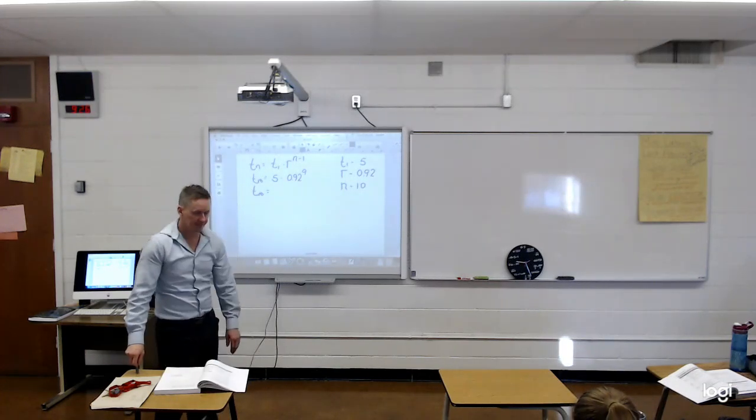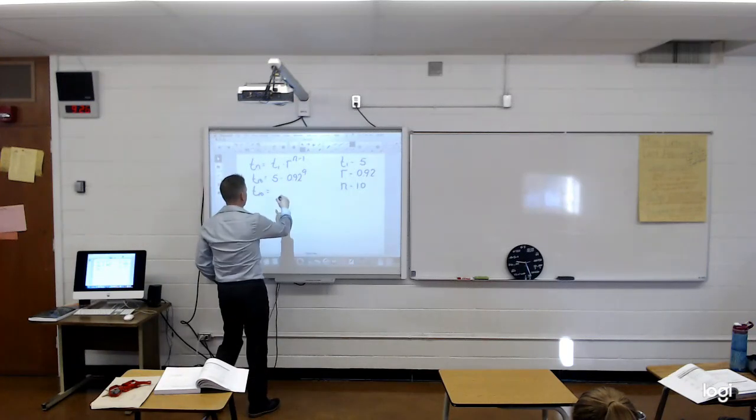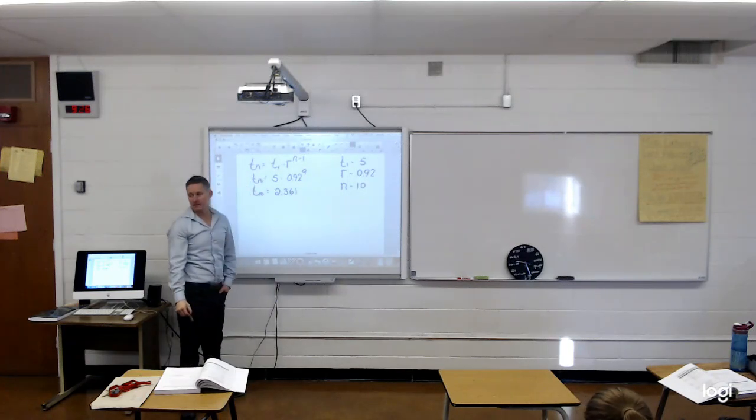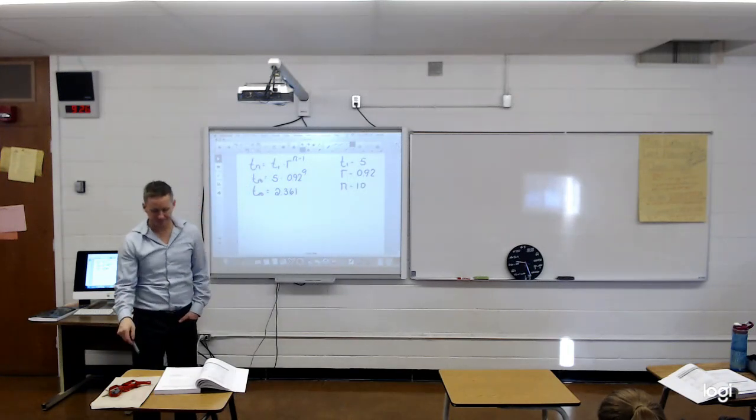What's the answer? 2.36. 3 decimal places? 1. Perfect. Everybody else? Good? Okay. Good.